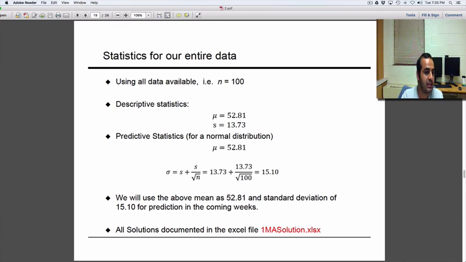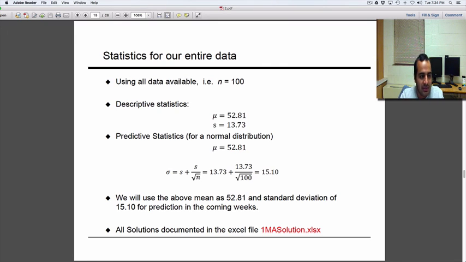The descriptive statistics as calculated from Excel are as follows. Mu is 52.81, S is 13.73. If our data is normally distributed, the predictive statistics are as follows. The mean, mu, is still going to be the same, 52.81. However, the standard deviation for the prediction, as we saw before, needs to be corrected and adjusted. That's going to be 13.73 plus a correction factor of 13.73 divided by the square root of 100, making it 15.10.